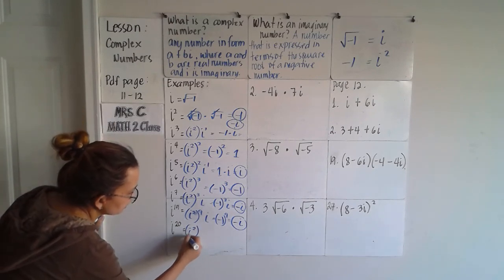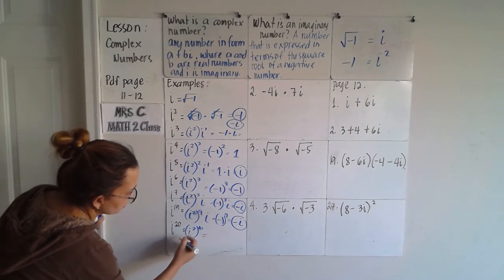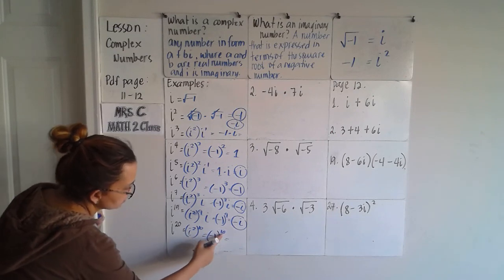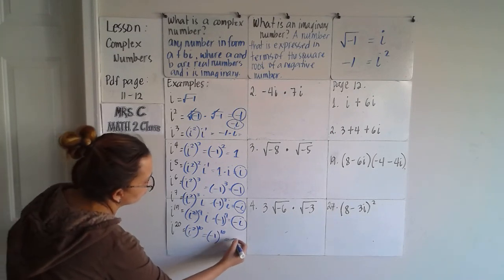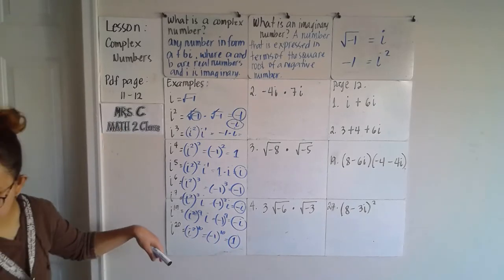i raised to 10. All right. So i squared is negative 1. So raised to the 10th power, this is an even number, so that will be 1. All right. So I hope you enjoyed this part.